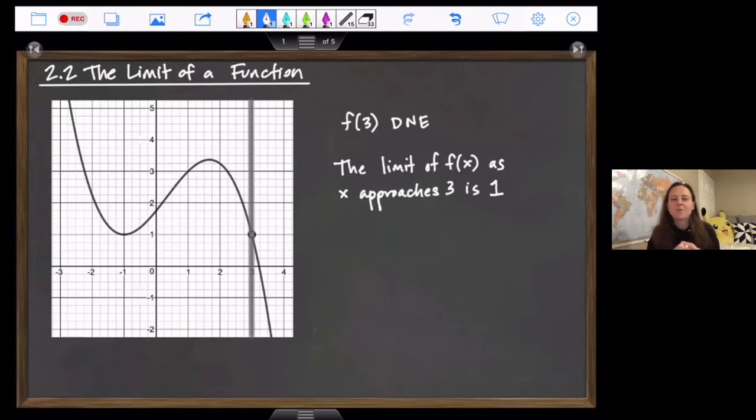We don't have to write this sentence every time when we're evaluating limits. We're just going to write the letters LIM for limit. Underneath the LIM, we write an x with a right arrow 3 and f of x. So we would read that exactly like the sentence: the limit of f of x as x approaches 3 is 1, so equals 1.